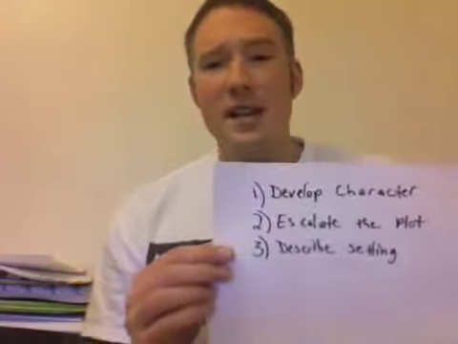Number two is escalate the plot. When you're writing dialogue, things should be happening that the characters are talking about. You don't want to do meat and potatoes dialogue, where someone's like, "Can you pass the potatoes, please?" "Yes, here's the potatoes." Get away from that. Get into stuff where people are talking about things that are directly about the plot and keep the plot moving forward.